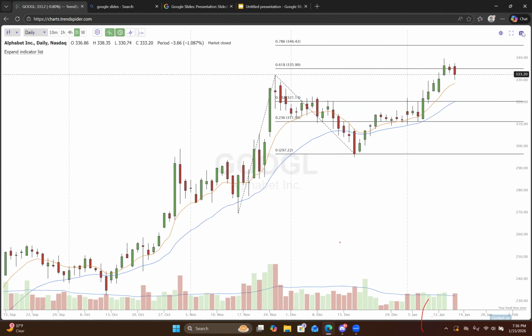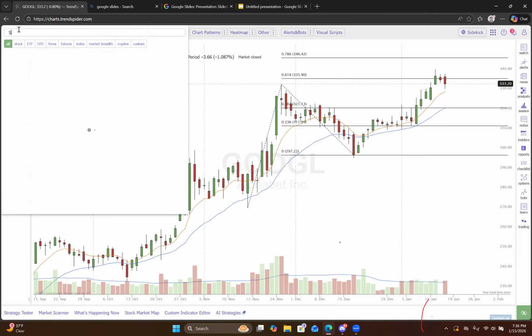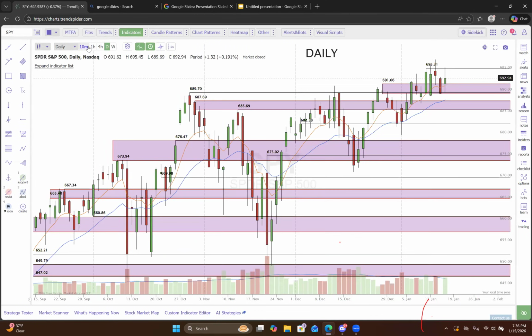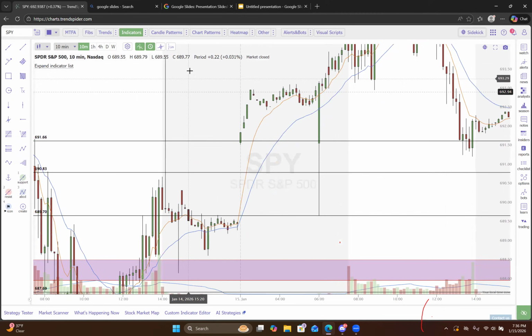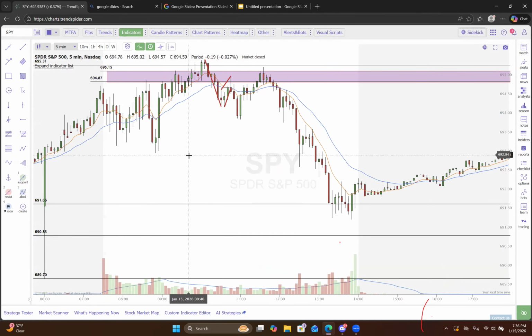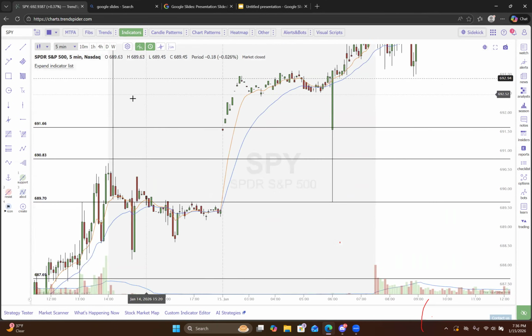Let me try to find one for you real quick, because SPY usually gives us every single thing. So now the 5-minute chart here.